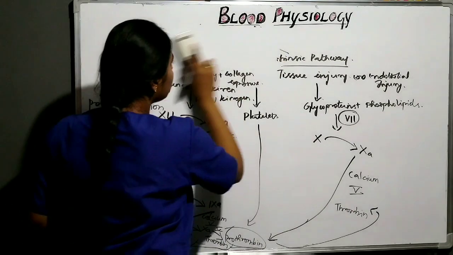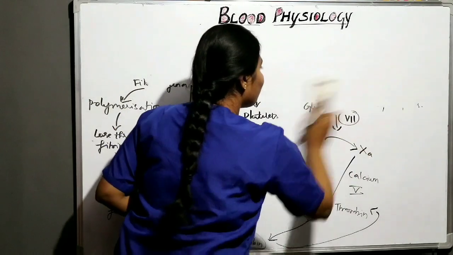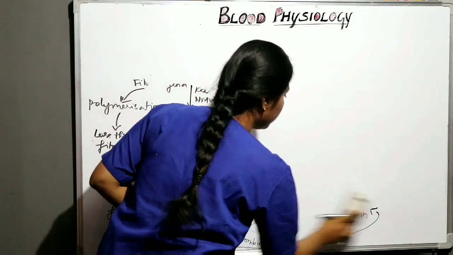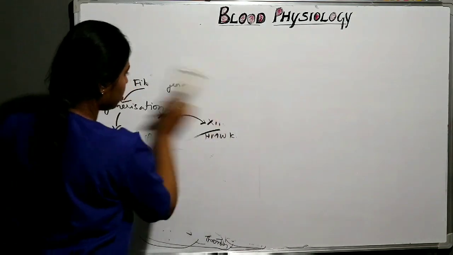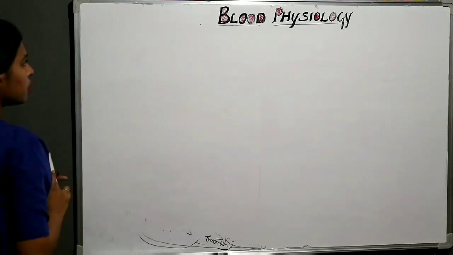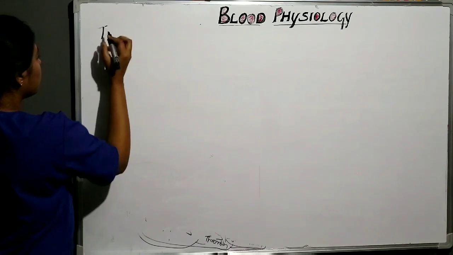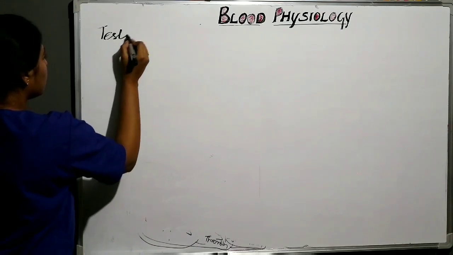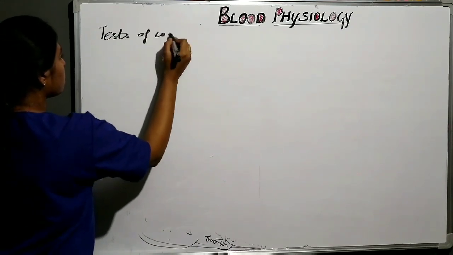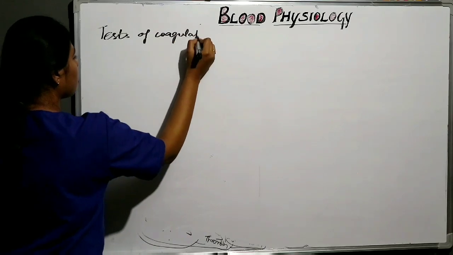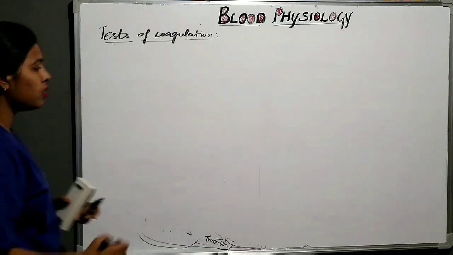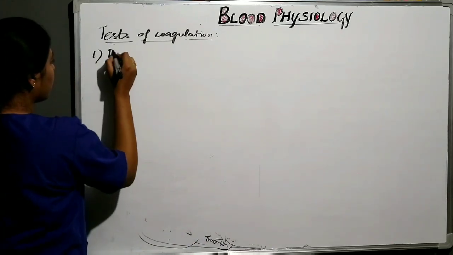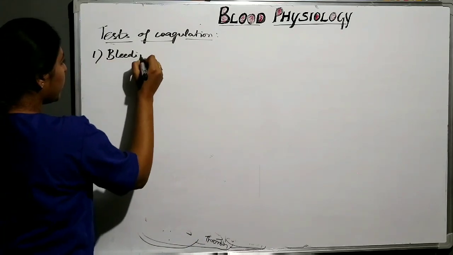Next we will discuss the tests of coagulation. What are the tests available for coagulation? The first one is the bleeding time.